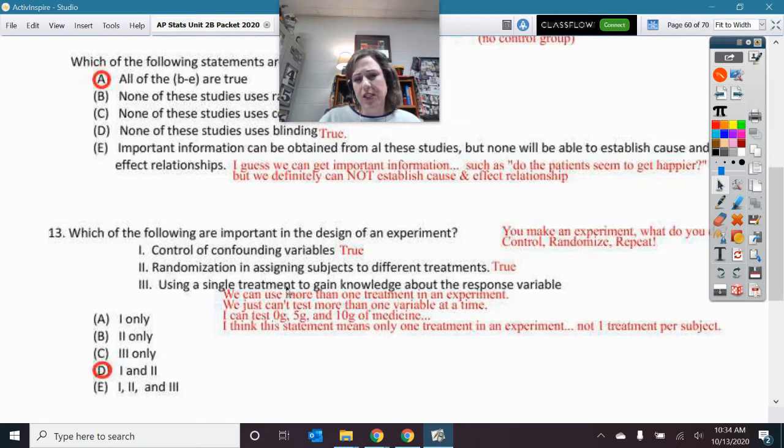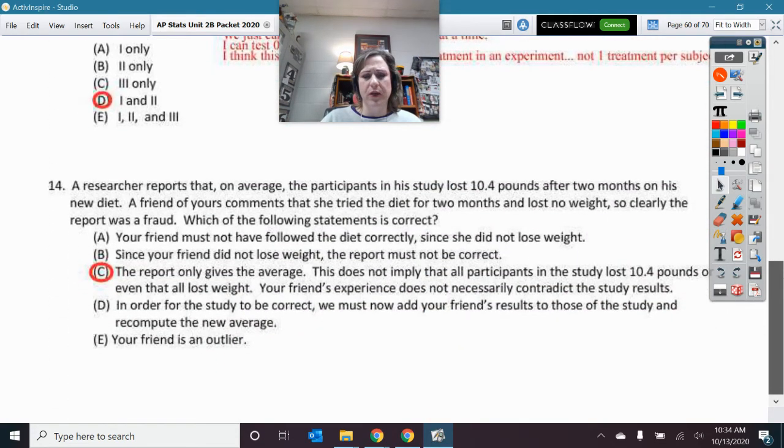Using a single treatment to gain knowledge about the response. I don't really understand exactly what they're saying. We can't just say, okay, everybody, you do 5 grams of something or other. We can also do more than a single treatment. We can do multiple treatments. So I think that is just that. I don't think it's implying we just do one different treatment per subject. So I put 1 and 2 are true, and I didn't like 3. It was too strangely written.